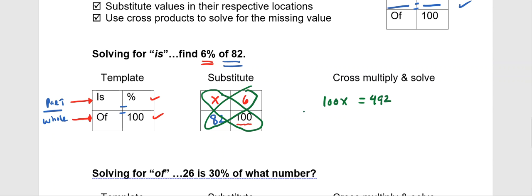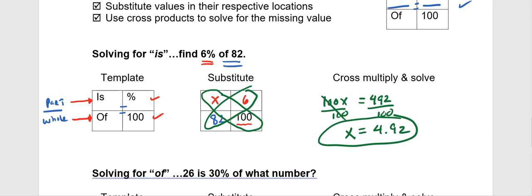And now, just as we had with proportions, we have a nice, simple one-step equation. We can use the inverse operation of multiplying to solve. So we'll divide both sides by 100. And the value that is 6% of 82, in this case, will be 4.92. So that is the missing value to fill in, finding 6% of 82.